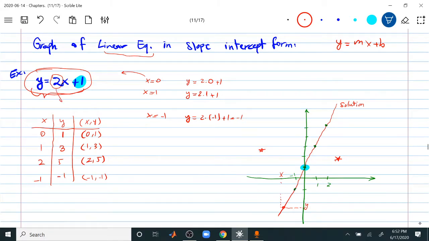If you compare, you have y equals 2x plus 1. B is 1, slope is 2. Coefficient of x is slope. What does it mean? That means if you make one movement along the x, you have 2 movement along the y. That's what it tells you. That means change in y divided by change in x is 2 divided by 1, which is basically the slope.